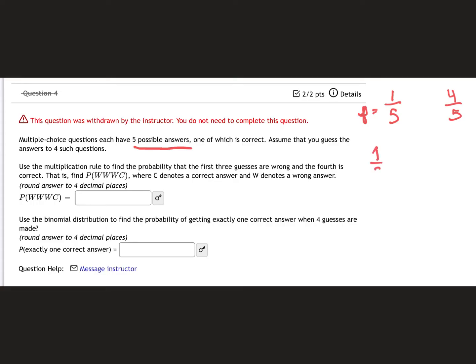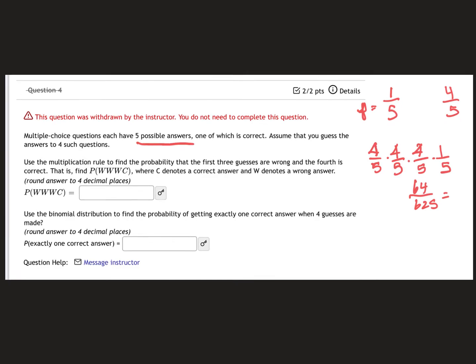4/5 wrong for the first one, and 4/5 wrong for the second one, and 4/5 wrong for the third one, and 1/5 right. So we would just multiply that up. It would be 4 times 4 times 4, 64 over 625. Make that into a decimal and put it there, right?